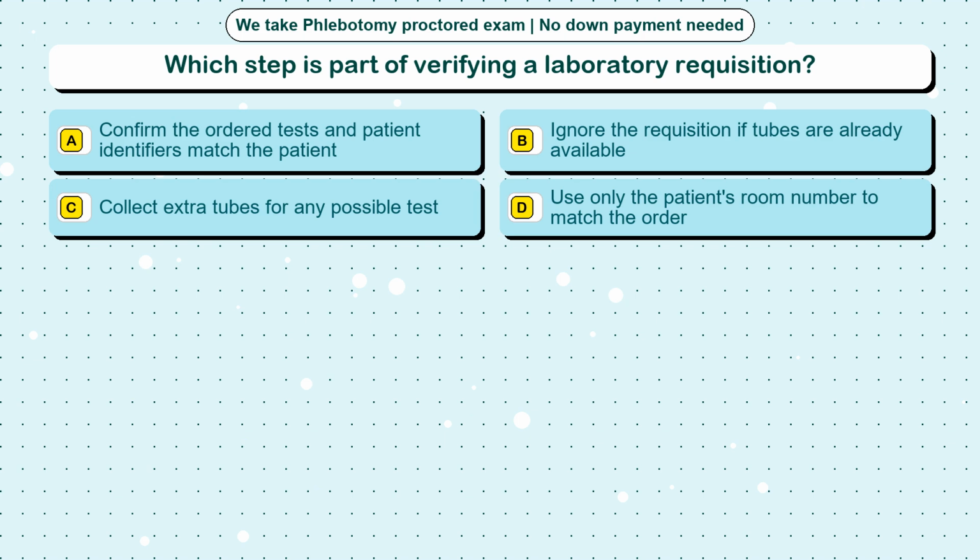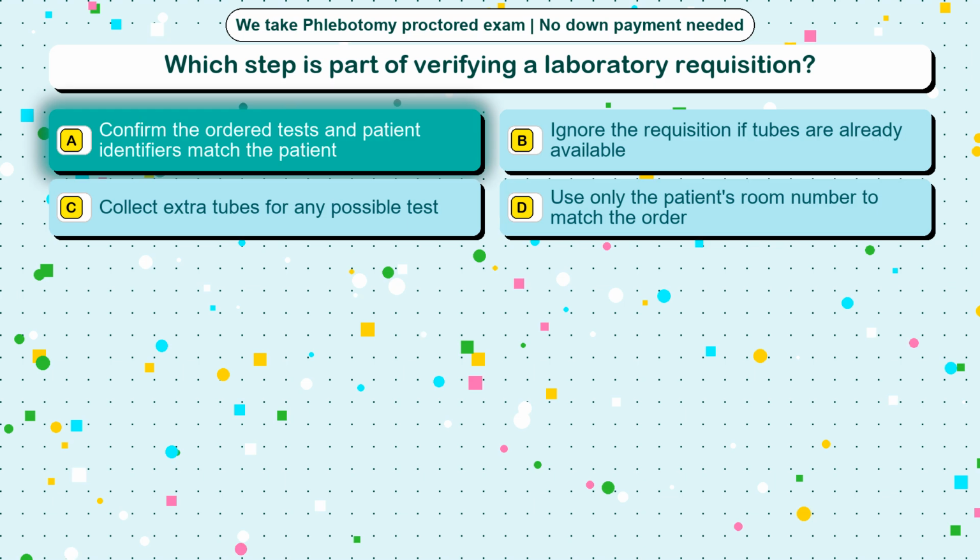Question 31. Which step is part of verifying a laboratory requisition? Option A, confirm the ordered tests and patient identifiers match the patient. Option B, ignore the requisition if tubes are already available. Option C, collect extra tubes for any possible test. Option D, use only the patient's room number to match the order. The correct answer is option A.